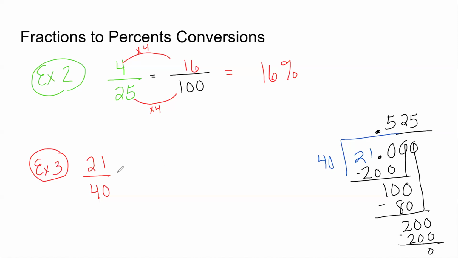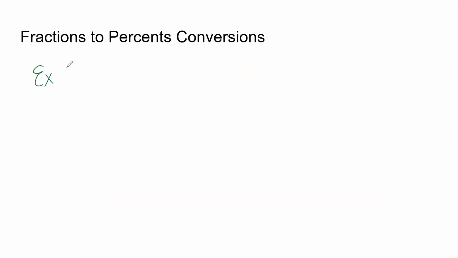So the decimal is 0.525. Now we can change it to a percent. Bump, bump, twice to the right. 52.5%. Let me do a mixed number. I will show these all in the calculator too here in a second.